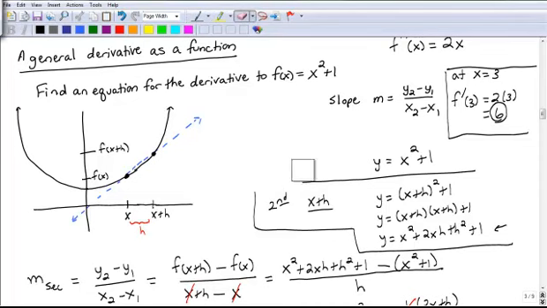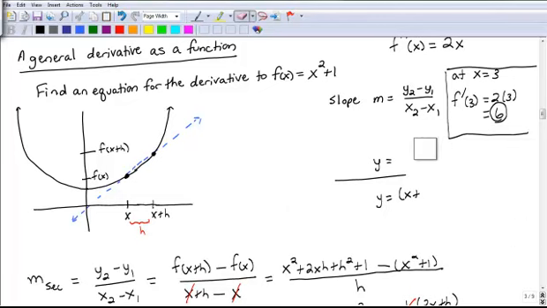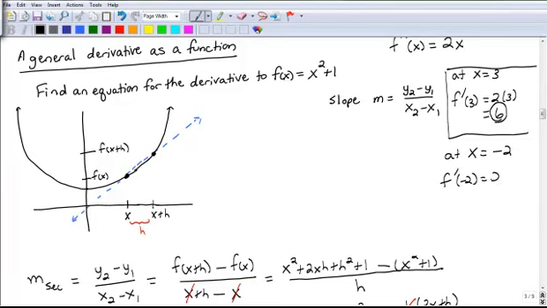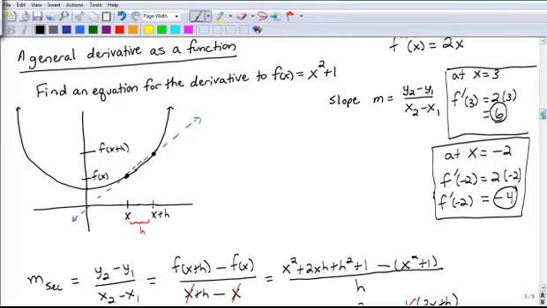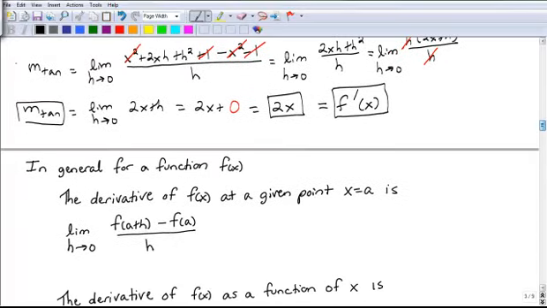So to quickly see what's happening here, I have to make myself a little bit of room. And I can find the derivative at x equals negative 2 now, by just plugging in negative 2 into my equation. So now I know the slope of the tangent line at negative 2 as well. At 3, the slope of the tangent line is 6. At negative 2, the slope of the tangent line is negative 4. So it's easier to come up with an equation for the derivative, and then you can find the slope of the tangent line anywhere on your graph.